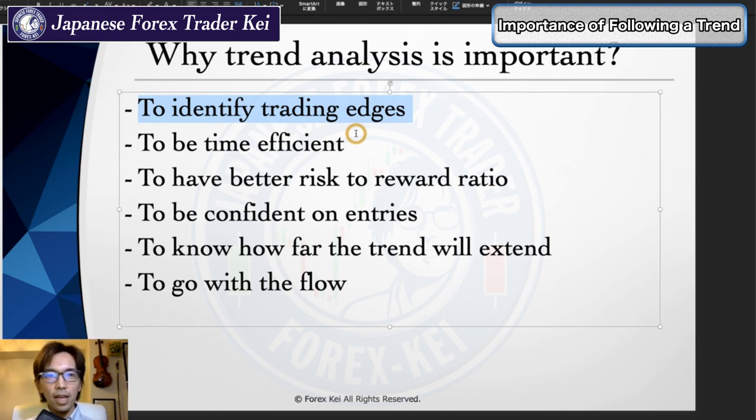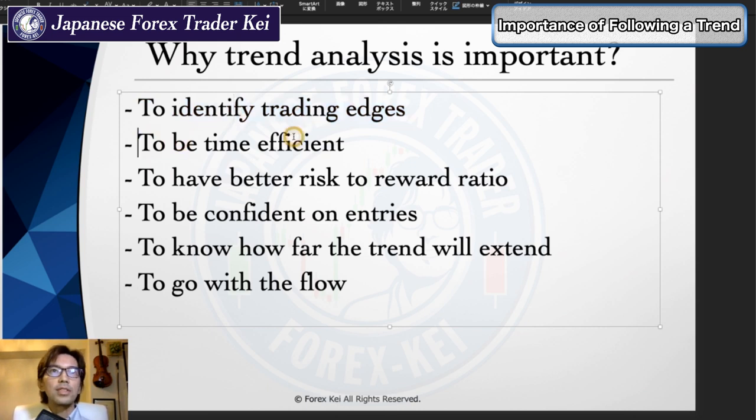Because when you think about it, Forex trading is all about probabilities, right? So rather than playing a 50-50 chance game, you want to play a 60-40 game, 60 win, 40 loss. So yeah, identifying the trading edge is very important because this is the way you can keep extending and accumulating profit and assets as much as possible.